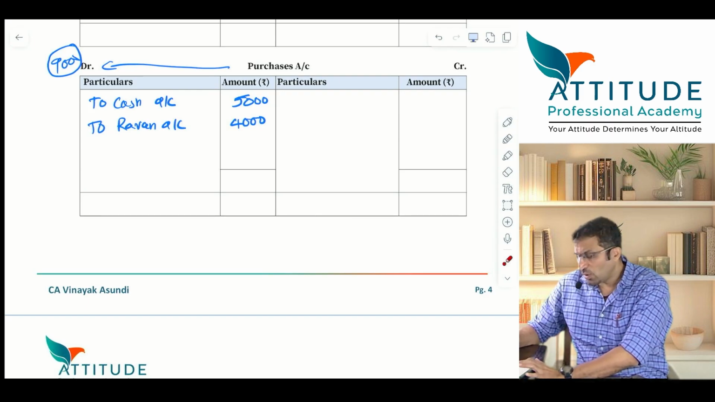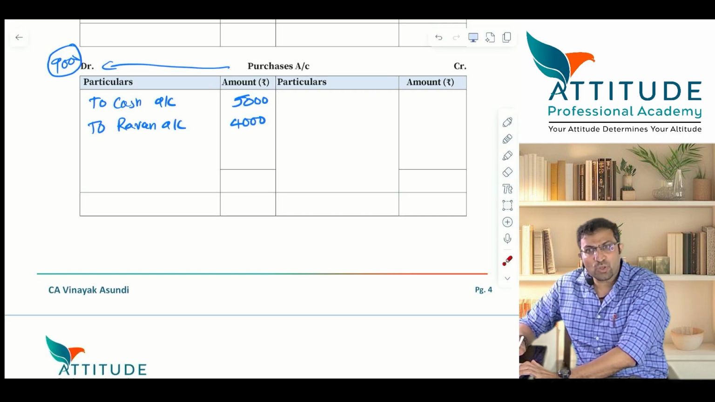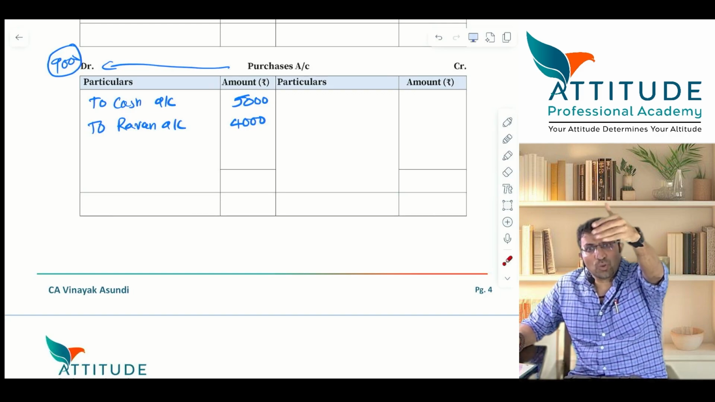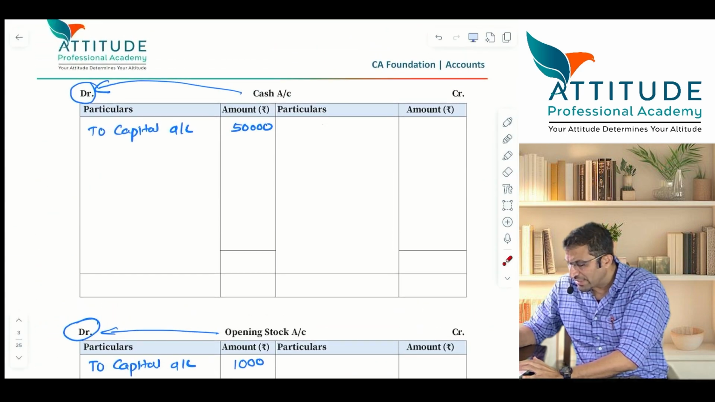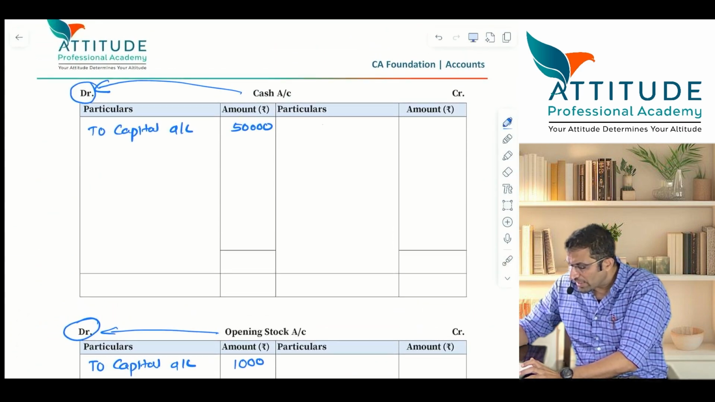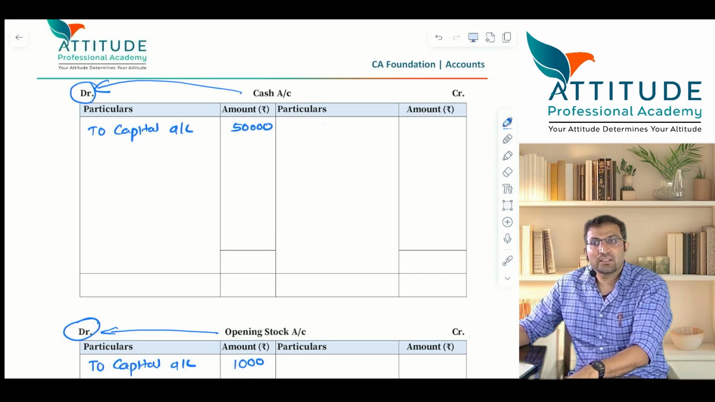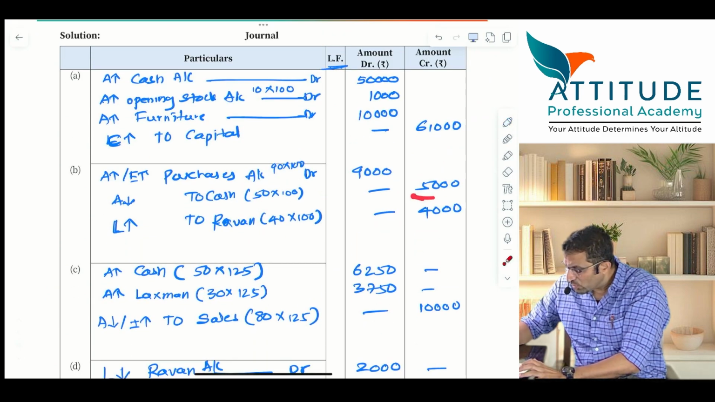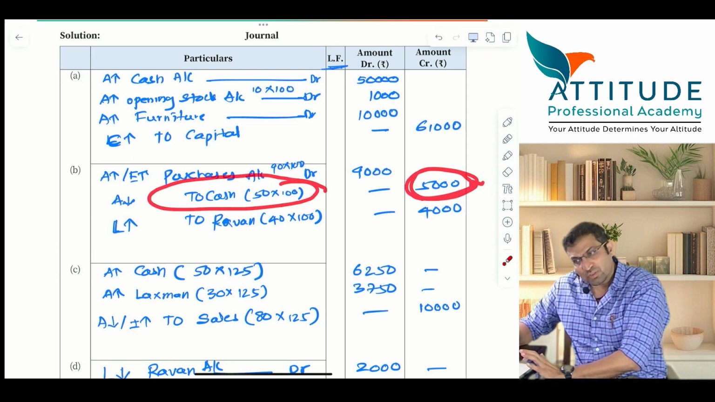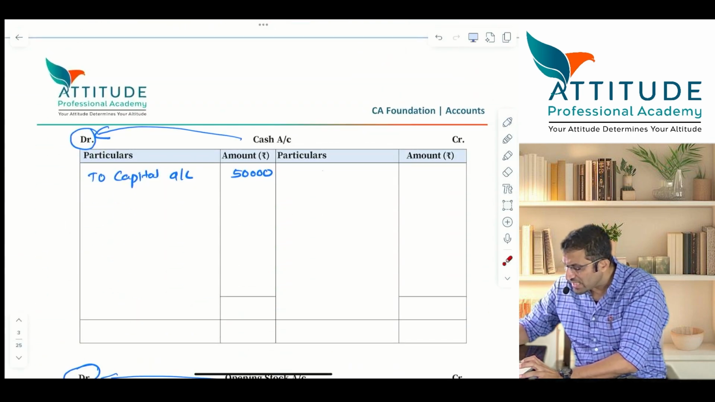Clear? Now which account I should go? Again I should go to cash account. Cash account is the first account. Go back to your first account. And cash account is debited or credited? Credited. So credited how much? Not 9,000 here. Cash account is credited with only how much? So 5,000. Go to cash account and write how much? 5,000. But what account was debited by?